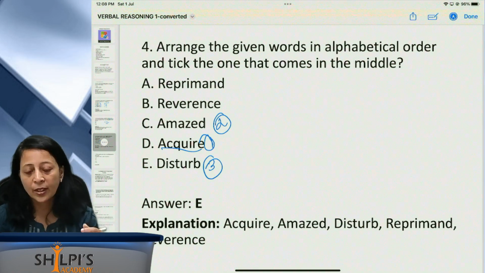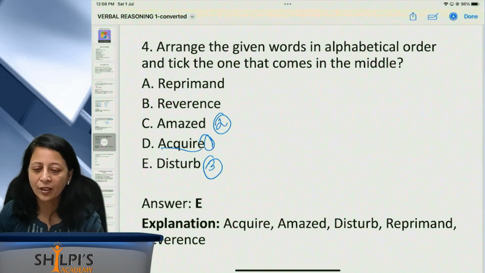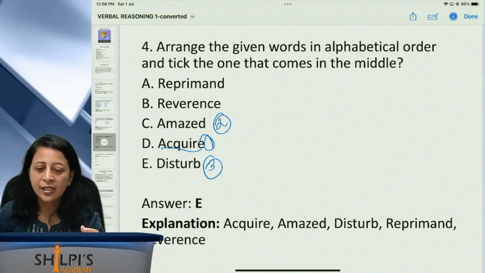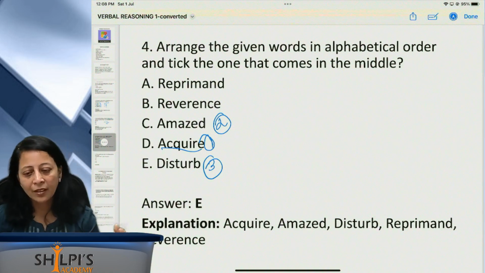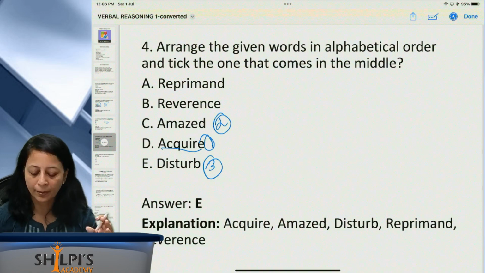See to that wherever you can save time, don't waste your time on unnecessary things. Suppose they had given you the fourth one, yes, of course you would have to spend time to find out whether it is reprimand or reverence which comes in the fourth place. But here the third place is perfectly clear. There is only one word, so it is very easy for us to complete that.